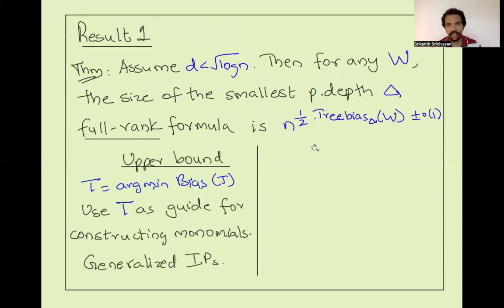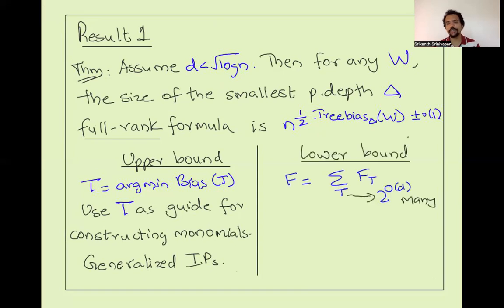Well, it's a little bit technical, but at a high level, very simple. For the upper bound, what we do is generalize the PIP example. So given a tree with small bias, we recursively compute generalized inner products and use this tree T as a guide for constructing our monomials. Okay, so that's the very high level idea. I'm not going to get into details.